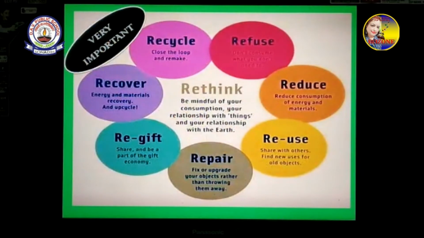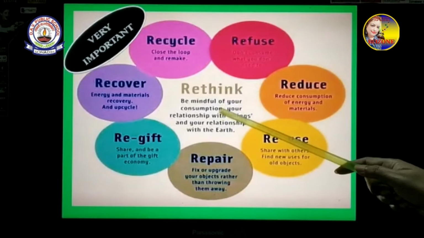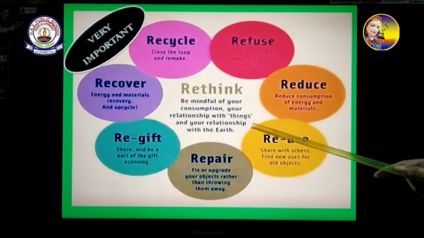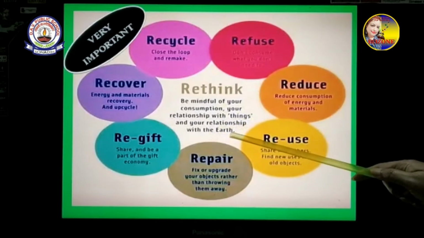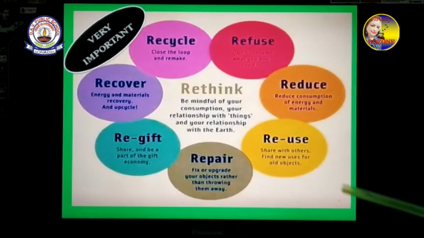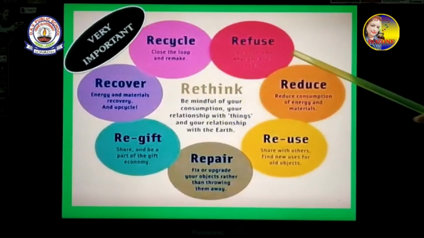Very important this is, you see: recycle, refuse, reduce, reuse, repair, regift, recover. Rethink. Be mindful of your consumption, what you are using. Be very careful about it. Your relationship with things and your relationship with the earth. Do you have a very close relationship with all your things and all your belongings, or do you have it with this earth? Remember, this earth is only going to give you a better life. Followed?